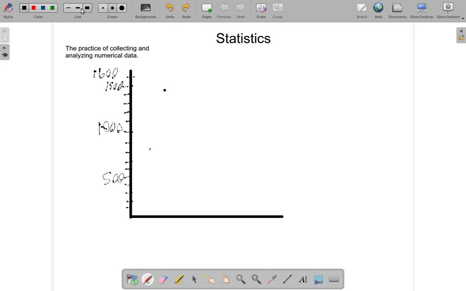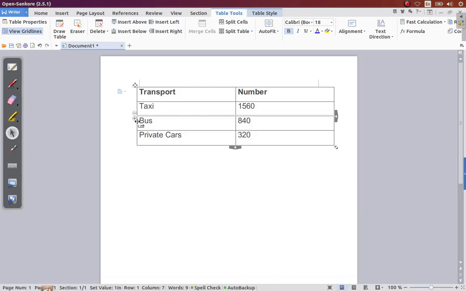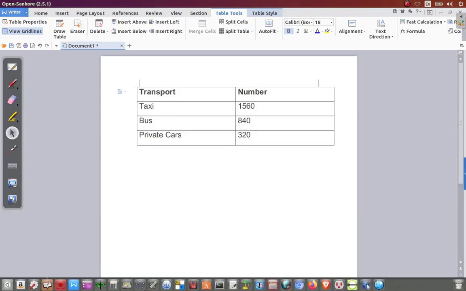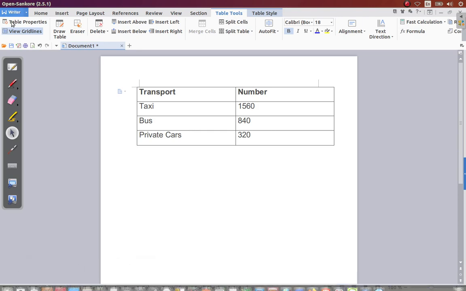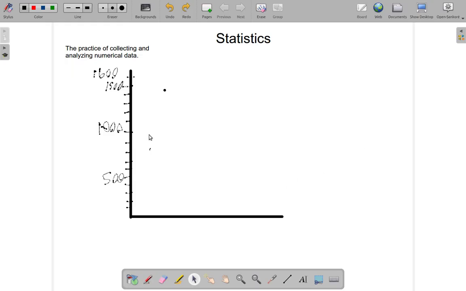Now, we want the horizontal part of the bar chart. What we had were, just to make sure I remember, taxi, bus, and private cars. Good. Now, have taxi here. Then we have bus. And let's just write car for private car.